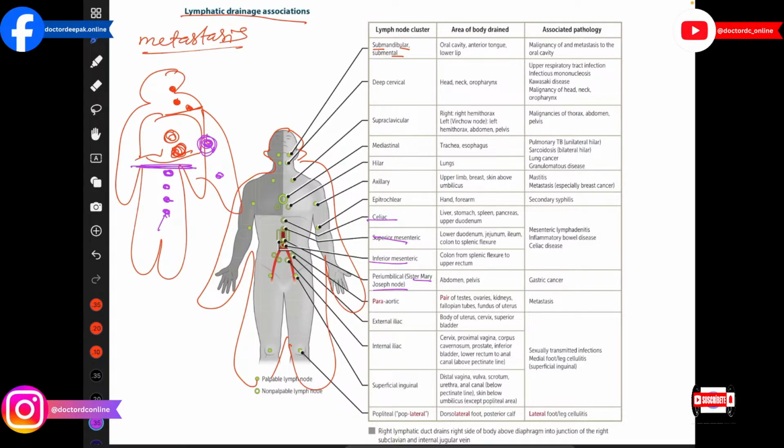There is the aorta. Near the aorta, there will be para-aortic lymph nodes, then iliac. Outside the iliac, there will be external iliac, and inside, internal iliac lymph nodes. There will be the inguinal ligament. On the upper side of the inguinal ligament, there will be superficial inguinal lymph nodes. And in the leg, there is the popliteal fossa, where there will be popliteal lymph nodes. It's so simple. First, you memorize the names of the lymph nodes, so it will be very easy to palpate.